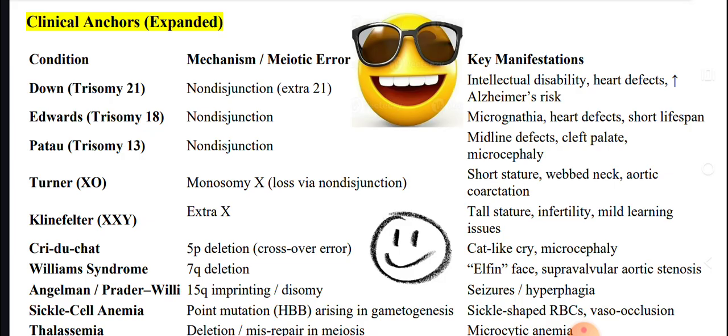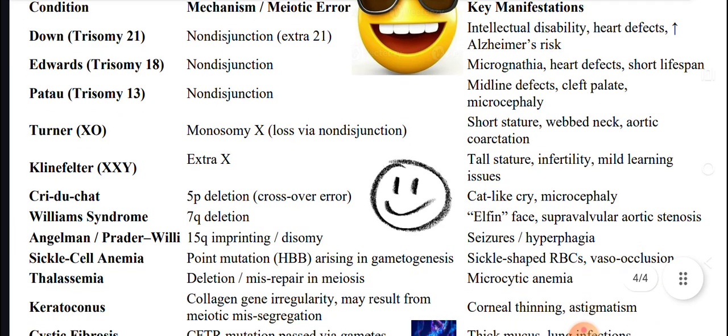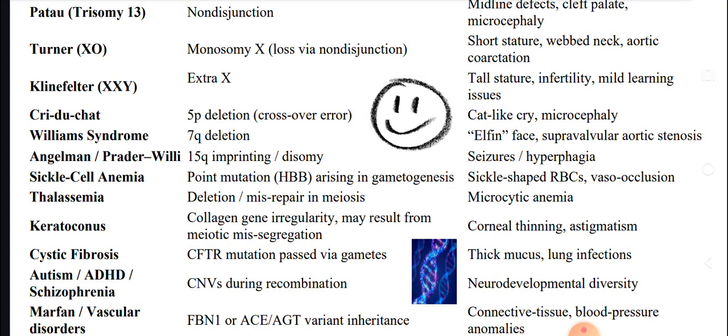Okay, so non-disjunction covers errors in chromosome number. But what about errors in chromosome structure? You mentioned earlier that faulty crossing over or repair in prophase could cause those. Yes, absolutely. The mechanics of breaking and rejoining DNA during recombination are complex, and mistakes can happen. We see errors like deletions, where a whole segment of a chromosome just gets lost.